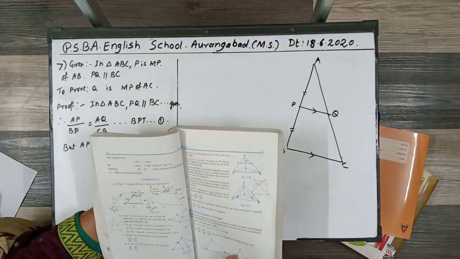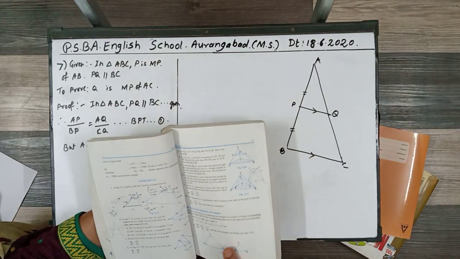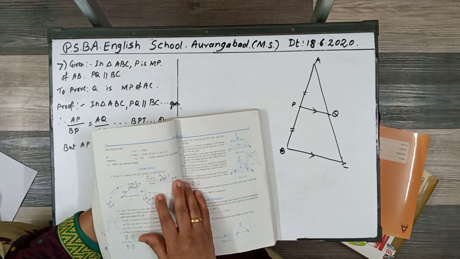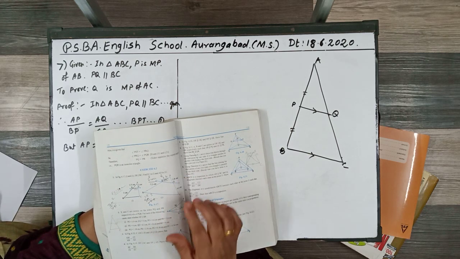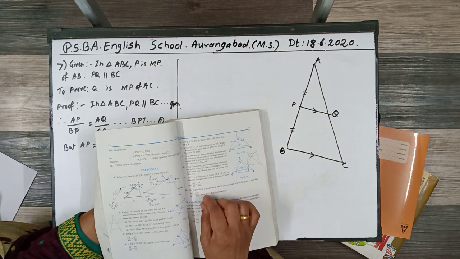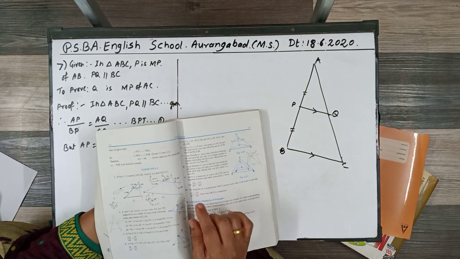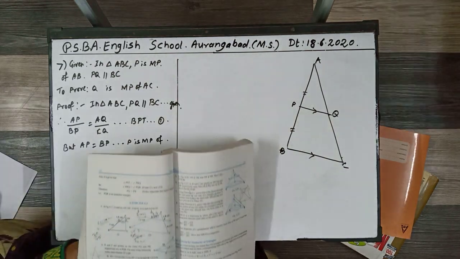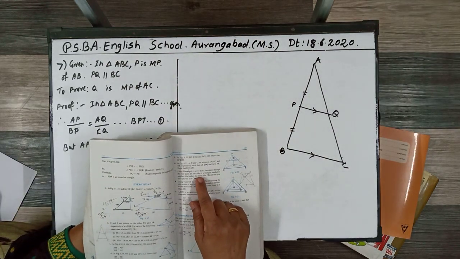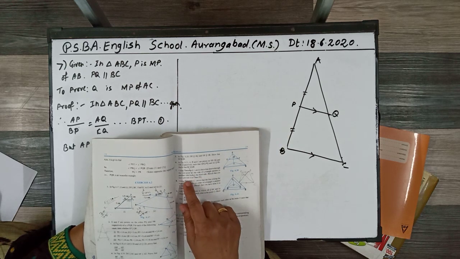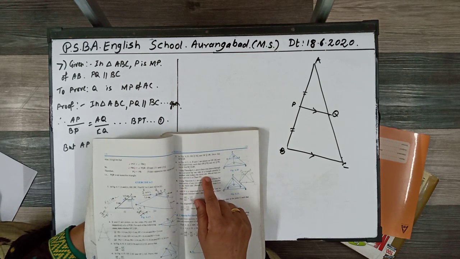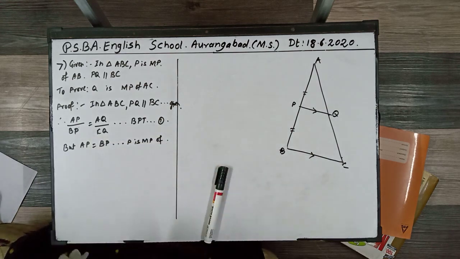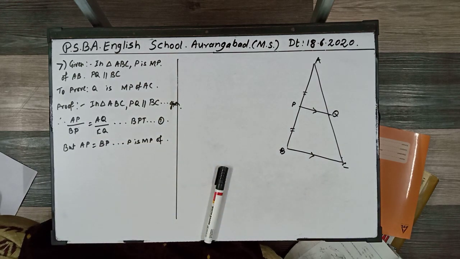Now children, we are going to start with question number 7 of the exercise. The question says: using Theorem 6.1, prove that a line drawn through the midpoint of one side of a triangle parallel to another side bisects the third side. Correct? We have proved the midpoint theorem in 9th standard. This is another proof for the midpoint theorem, we can say.